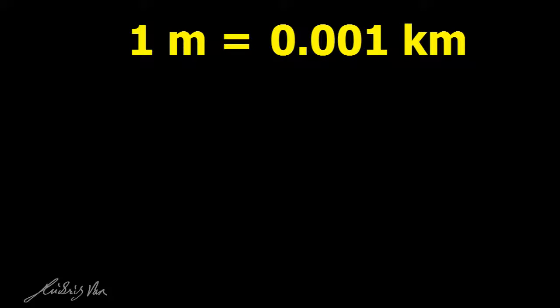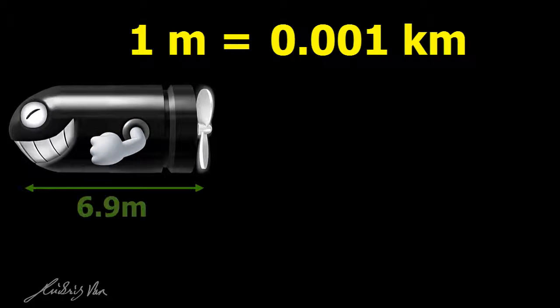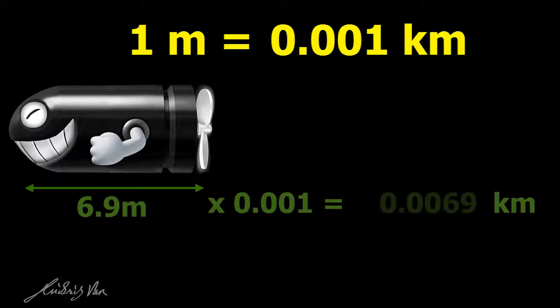For example, a question can give us 1 meter is equals to 0.001 kilometer. Then they give us a length of a torpedo, let's say is 6.9 meter, and ask us to convert this into kilometer. So in this case, we need to take 6.9 times 0.001 to get 0.0069 kilometer. So far, so good.